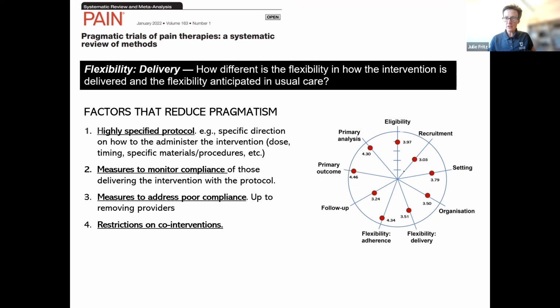And this is a domain that I mentioned previously in terms of the flexibility in delivery. This gets to this issue of how much do we protocolize, how much do we monitor the provider's compliance? Do we step in to address poor compliance? There are reasons to do these things, but again, they detract from a truly pragmatic study.